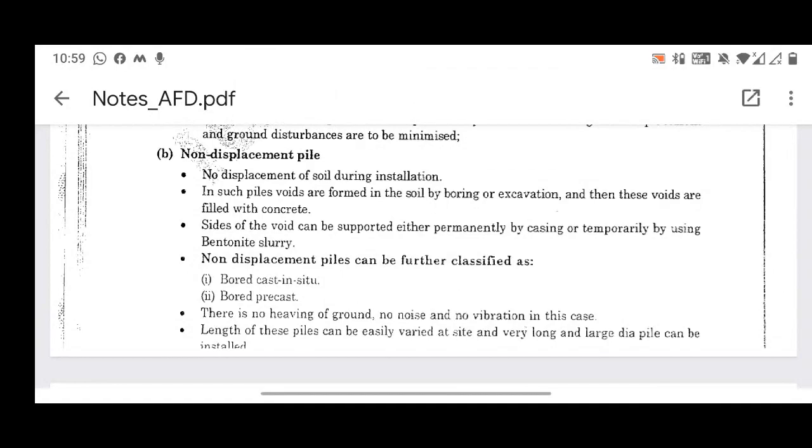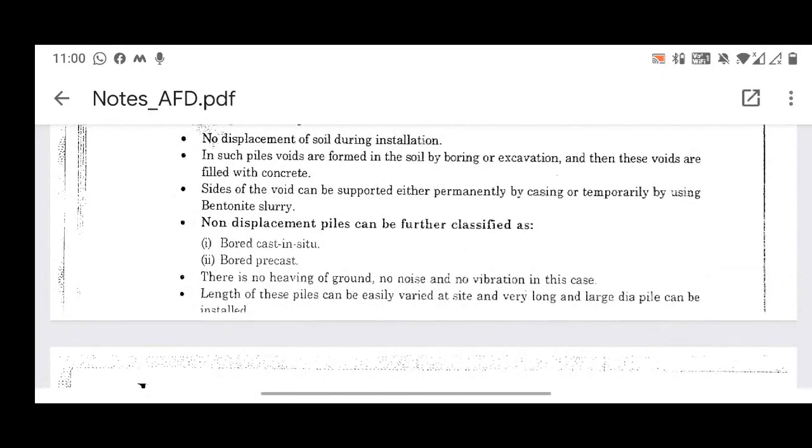Bored precast is also a similar kind of pile. So this is bored precast means transported to the site and then it is installed into the ground. Bored cast in situ means you have to excavate and then later you have to fill it with the concrete. That is cast in situ only. There only you have to construct. There is no heaving of ground, no noise, and no vibration in this case. So it is quite obvious that you won't have any heave, noise or vibrations.